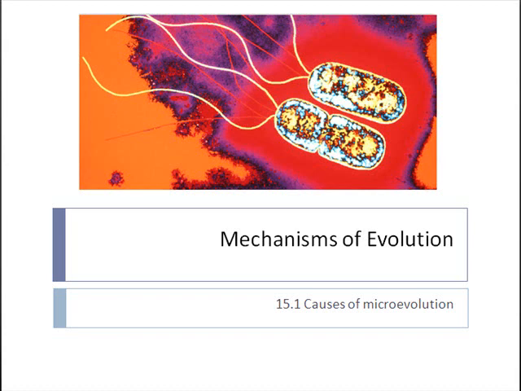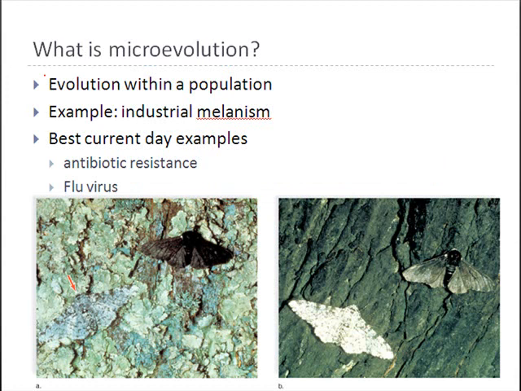So we're first going to look at some of the causes of microevolution. And just so you know, microevolution is basically a description of the events of evolution that occur within a specific population. Okay, so microevolution is evolution within a population, and of course the ideas and the mechanisms of natural selection apply within that population in terms of how it goes about evolving.